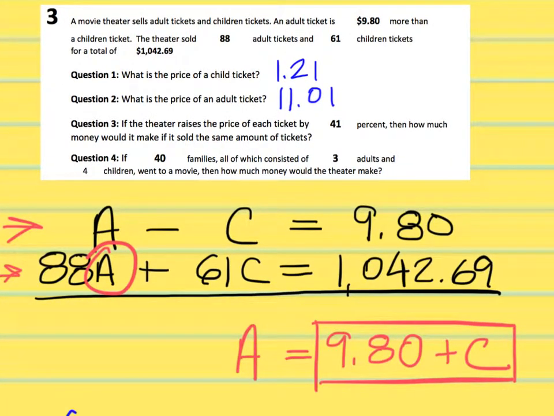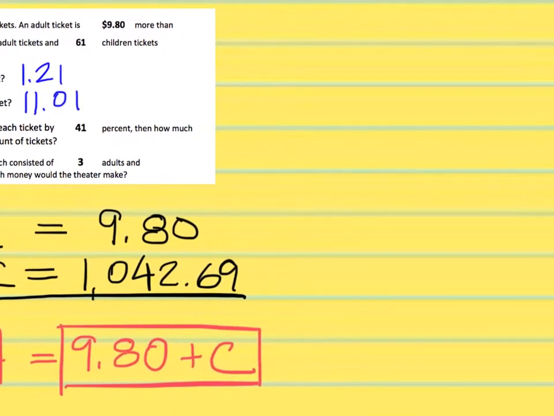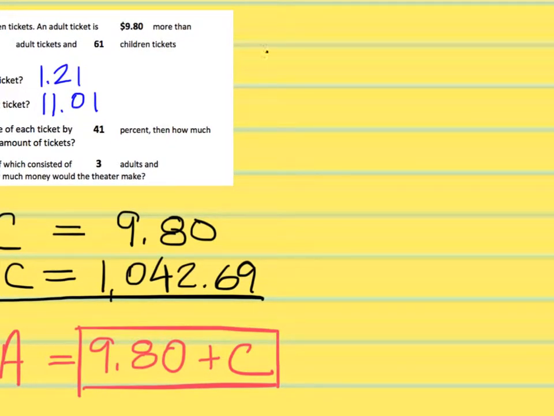So now question number 3 is, if the theater raises the price of each ticket by 41%, then how much money would it make if it sold the same amount of tickets? So you have to dig back to junior high for percents and items like that. We're going to raise the ticket price by 41% in each case. And the way you're going to raise that ticket price in each case by 41% is to start with the ticket price itself. And 41% as a decimal is 0.41.